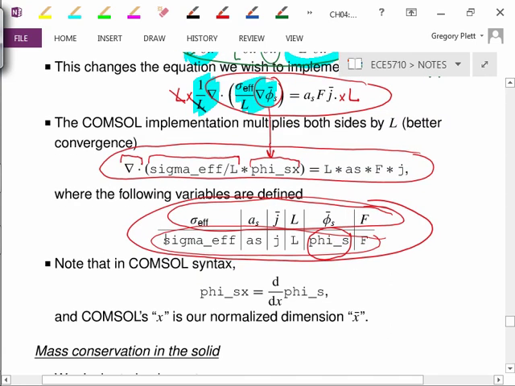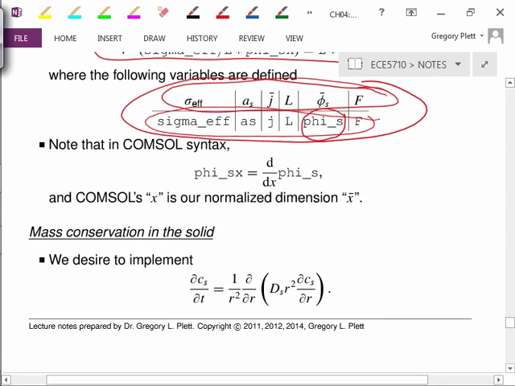I have to enter an equation. I have to say which parts of the geometry this works for. This, in fact, only works for the negative electrode and the positive. This does not operate on the separator region. I just have to tell COMSOL all of that. And equation number 1 is done.